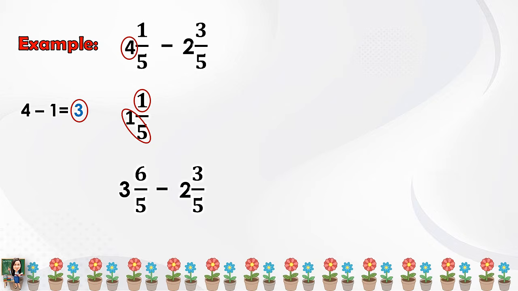Let us subtract first the whole number. 3 minus 2 equals 1. Then now subtract the numerators. 6 minus 3 equals 3. Then copy the common denominator 5. The answer is 1 and 3/5.